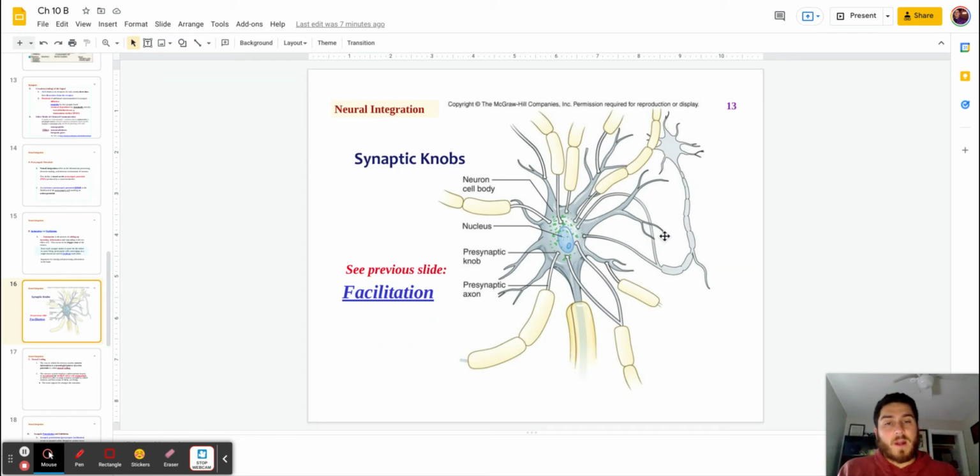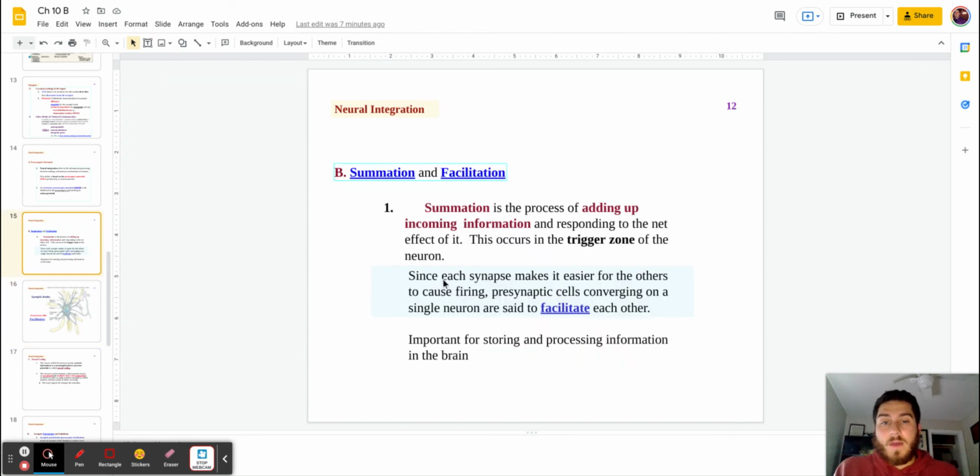So the point is, the more axons you have connecting here, the easier it is for summation to occur and for you to send another signal. That is called facilitation, because all these axons are going to work together to facilitate another action potential. So this is really important for things like storing and processing information in the brain, because the more axons you have, the easier it is to do these neural integrations. And because of that, you're able to store and process information better.